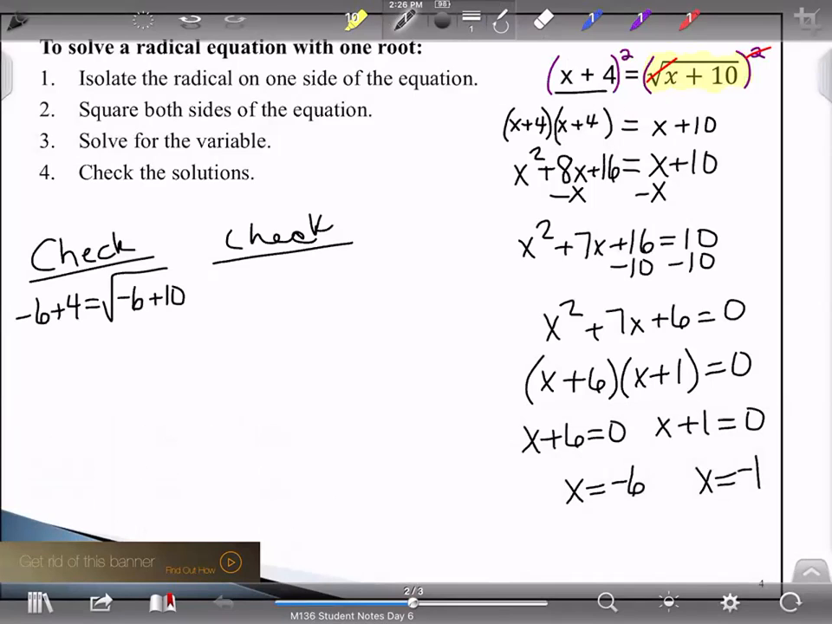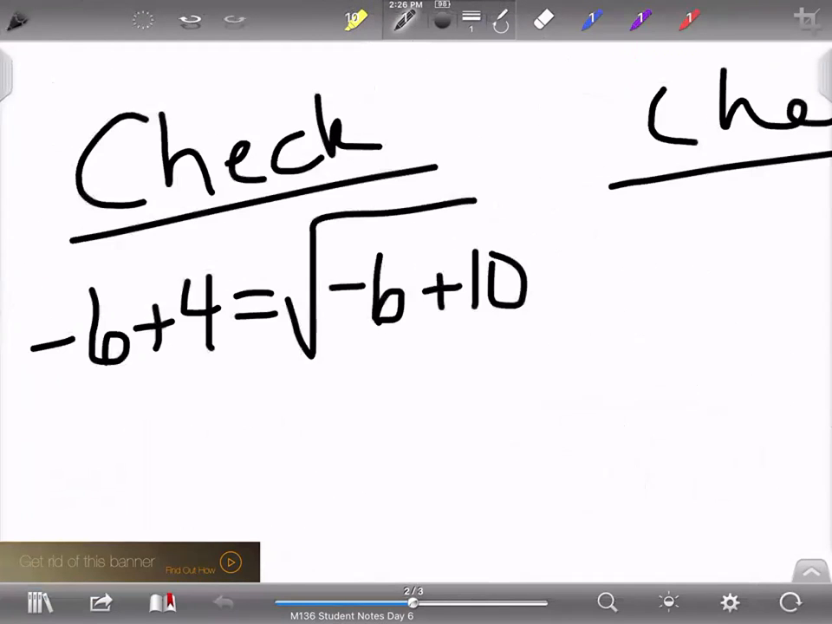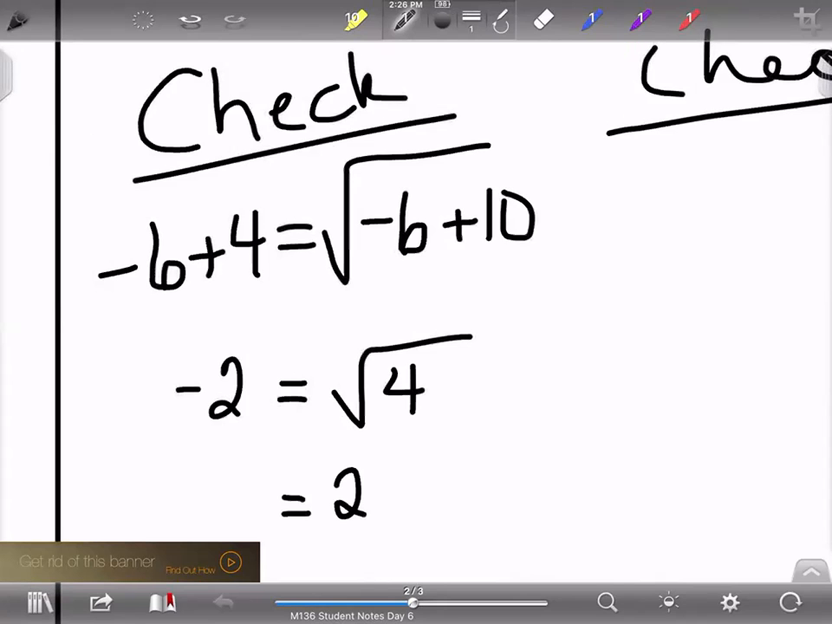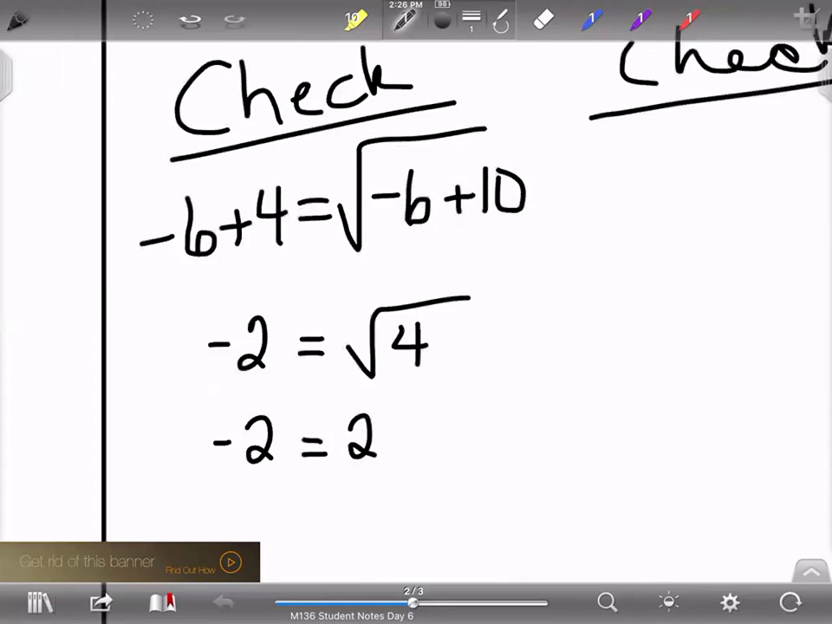And then I'm going to simplify that. I'm going to simplify the left-hand side and I'm going to simplify the right-hand side. So on the left-hand side, I'm going to take -6 plus 4, which is -2. On the right-hand side, I'm going to take -6 plus 10, which is 4. And then we know that the square root of 4 is 2. So we need to ask ourselves, does 2 equal -2? Are those the same? Well, no, absolutely not. So 2 does not equal -2. So we put a little slash mark through that equal sign saying, hey, 2 does not equal -2.